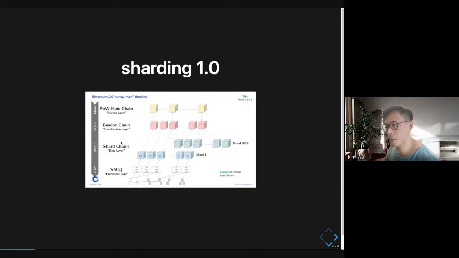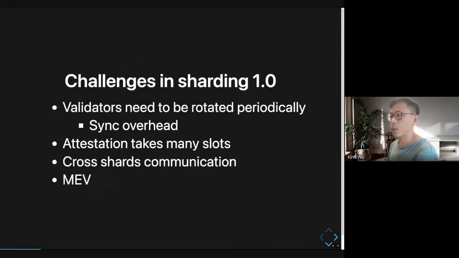I believe everyone knows what the beacon chain is. Validators just vote on this chain, and the shard chain is only a data chain, so there's no EVM on top of it. Basically, it's only for data storage. And in their original roadmap, they also separate it into three phases: the beacon chain is phase 0, then phase 1, and phase 2. And yeah, this is about sharding 1.0.